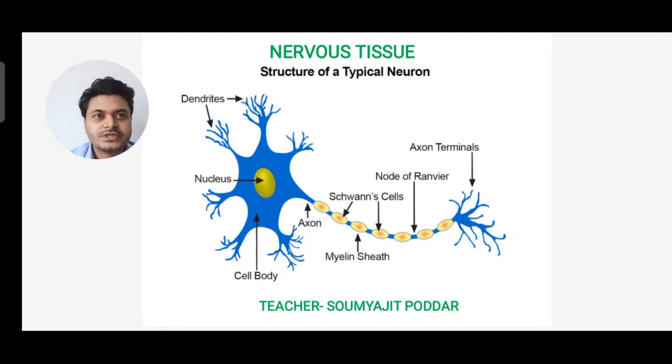Let's start with the topic nervous tissue. You can see a nerve given, the picture of a nerve is given and the labelings are given. You can see dendrite, nucleus, cell body, axon, Schwann cell, myelin sheath, node of Ranvier, axon terminals. We'll see all these functions one by one. This is the structure of a neuron or a nerve cell. Let's proceed with the next slide.